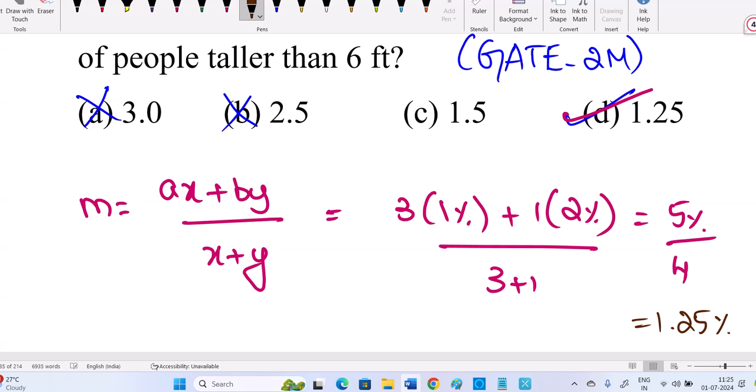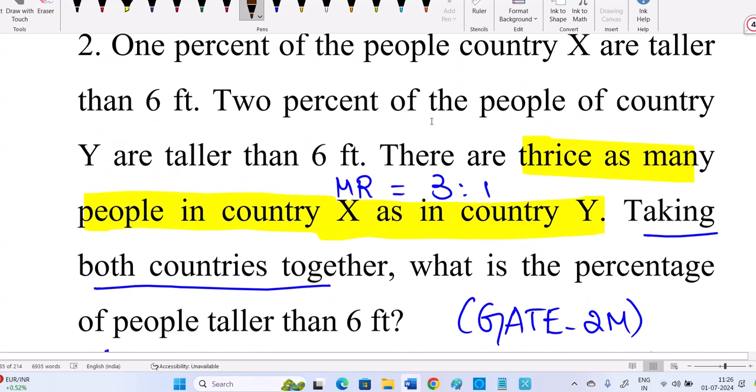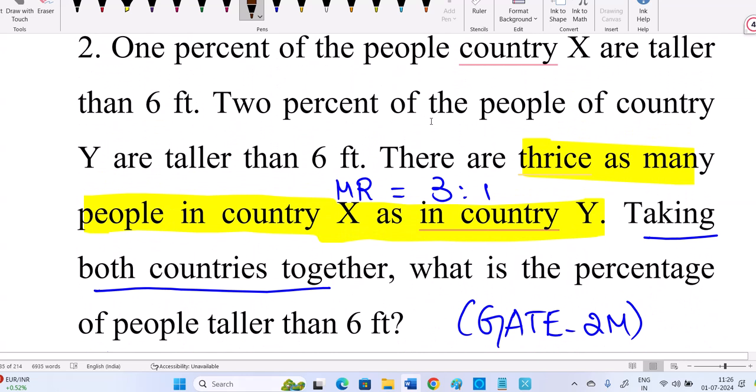See, in this question they never used any word called mixing. The problem is that in exam, in tension mode, you should understand this comes from mixtures and allegation concept. There are some other questions I'll show you where they use the word mixing in the question, you will get the clarity. This is mixtures and allegation concept, but this is an application one. There is no word called mixing in the question. But why are you applying this concept?